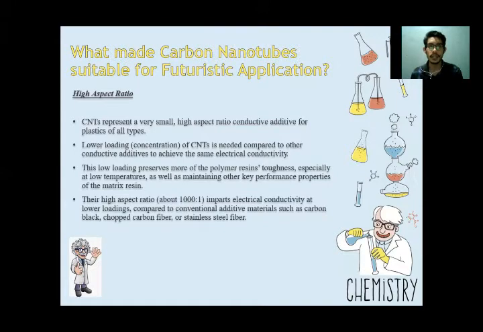Their high aspect ratio, around a thousand to one, imparts electrical conductivity at lower loadings compared to conventional additive materials such as carbon black, chopped carbon fiber, or stainless steel.